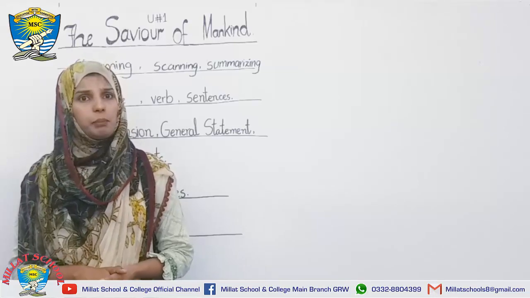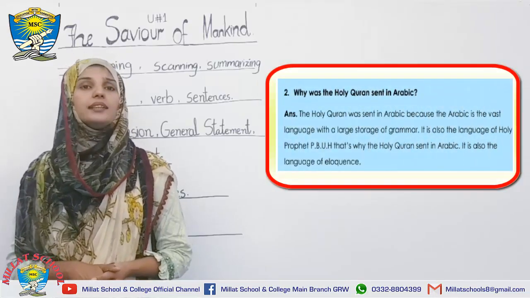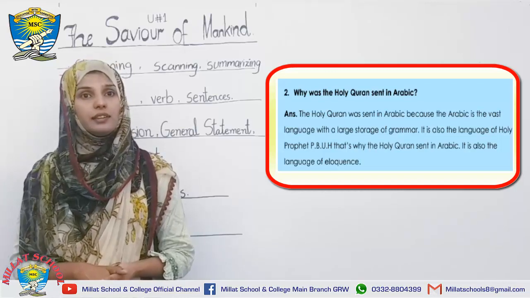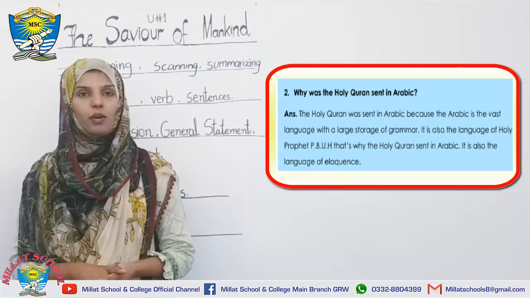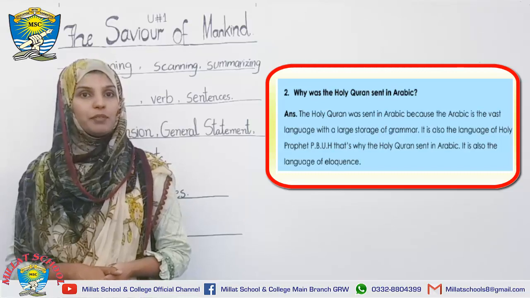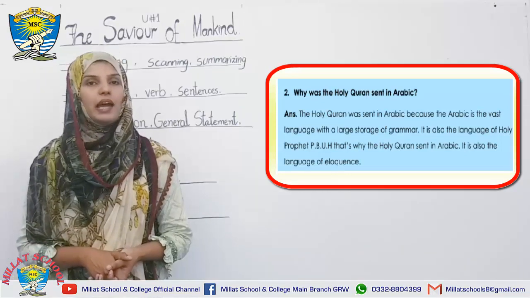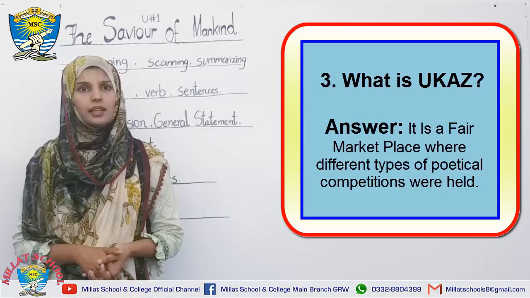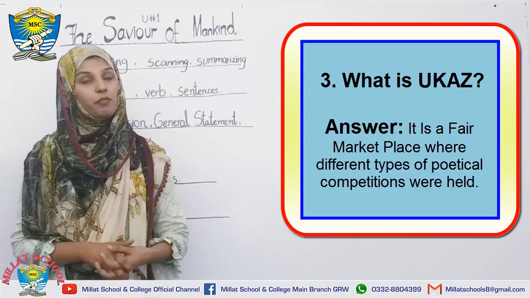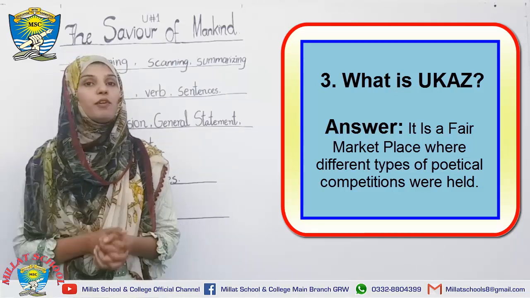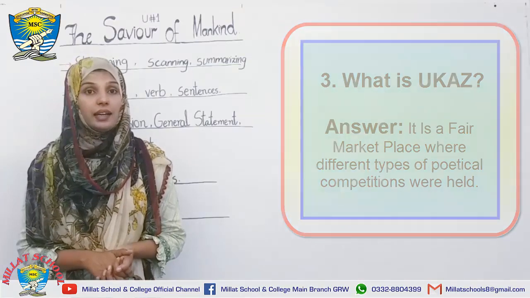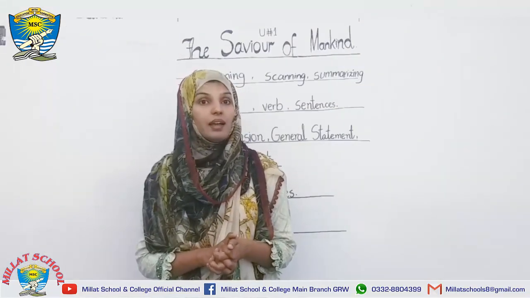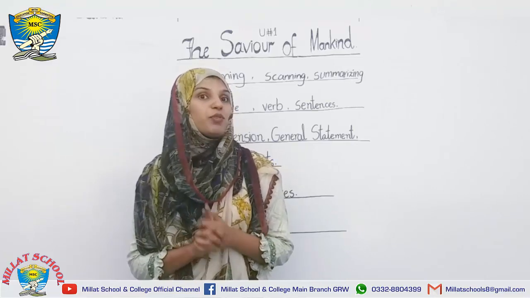Can you please tell me why Allah has chosen the Arabic language for the revelation of Quran? Yes, because of the vast variety of words that are present in the Arabic language. Now tell me, what is Ukaz? Yes, it is a fair place. It is a fair marketplace where different types of poetic competitions were held, and the poets were so eloquent that they could make round about 100 poems from a single alphabet.